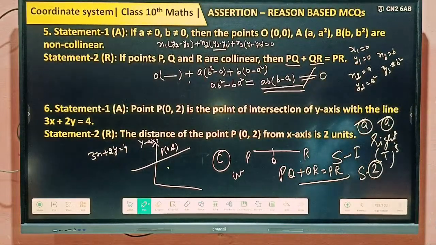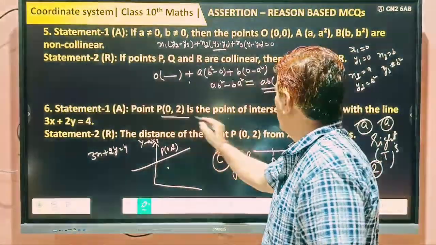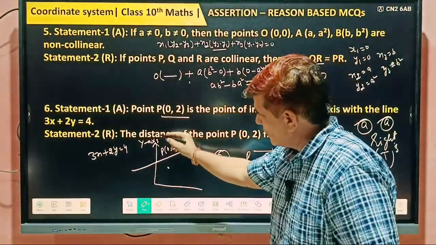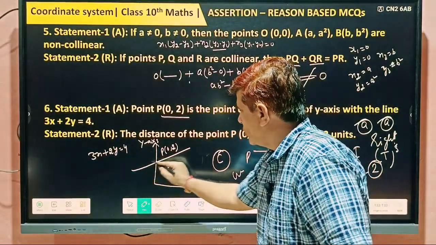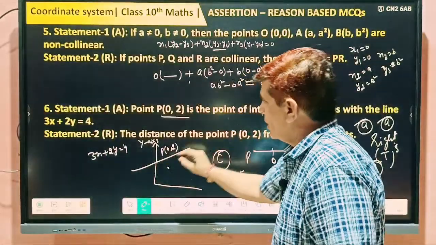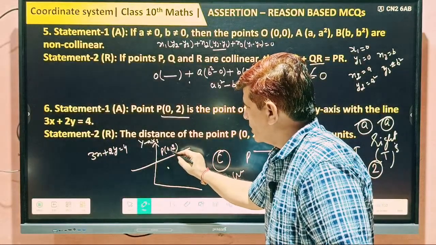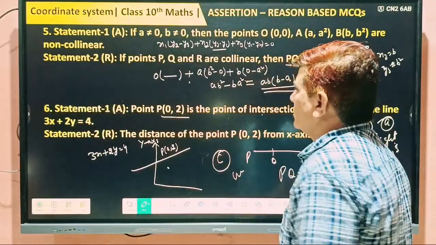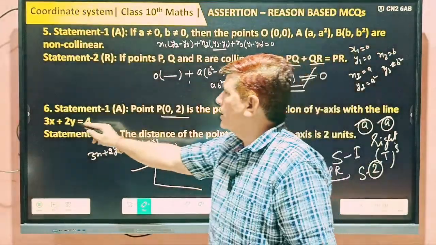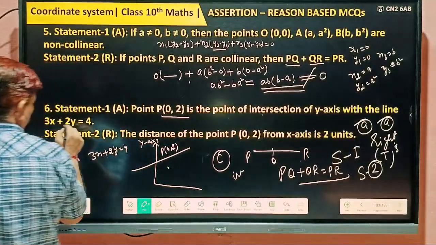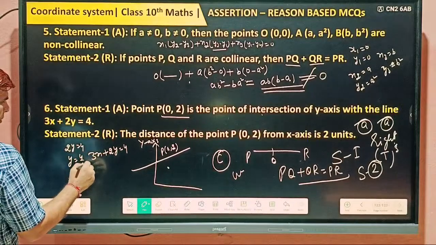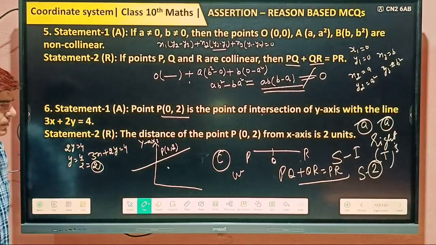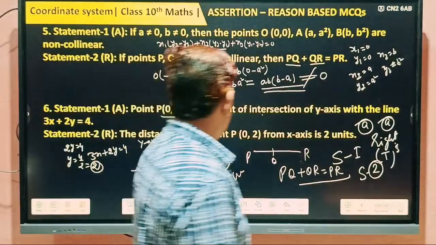Understood? This is a point of intersection of the y-axis. This is the y-axis and this is the equation, the straight line equation of this graph, cutting at this point where the x coordinate is 0 and y is 2. Definitely this satisfies the condition: if you put x equal to 0, then 2y equal to 4, meaning y equal to 4 divided by 2, which is 2. So definitely this is right.